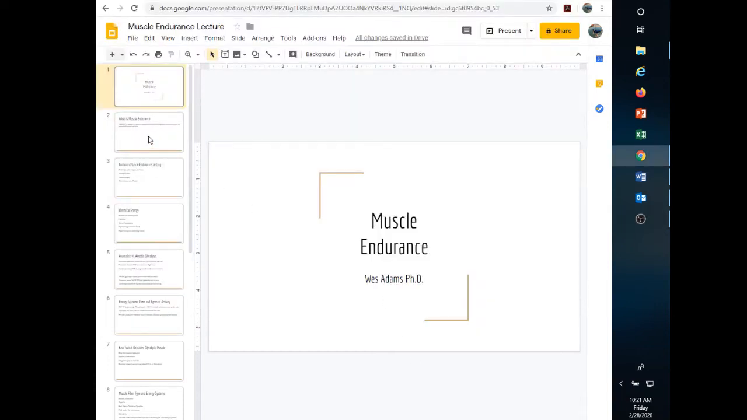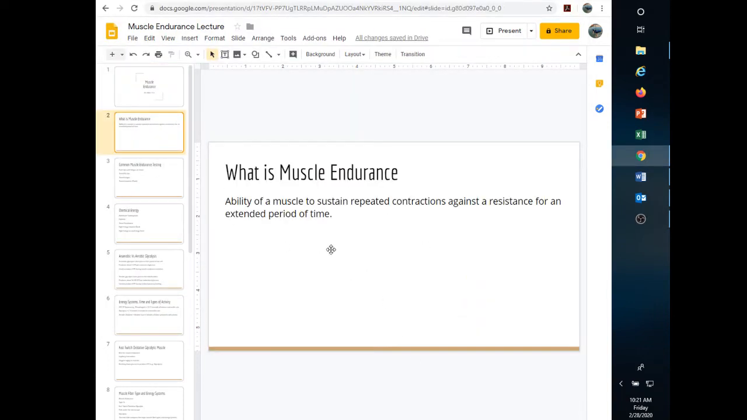Let's go over the muscle endurance chapter. So what is muscle endurance? We're looking at repeated contractions over a longer period of time. So it's not an all-out effort like you would get with a sprint or powerlifting, where you're giving almost maximum effort for a short period of time.